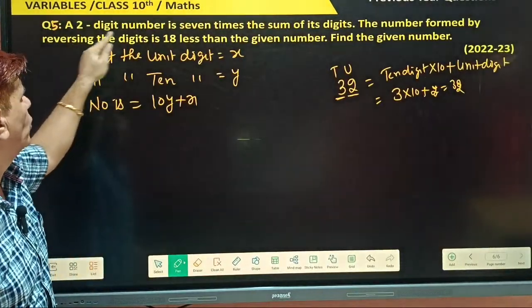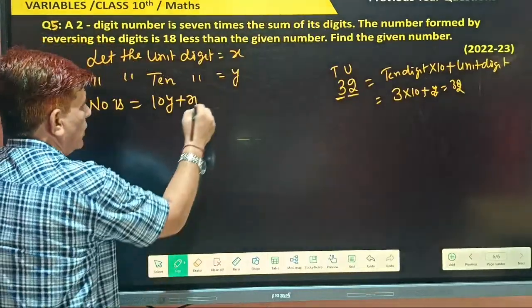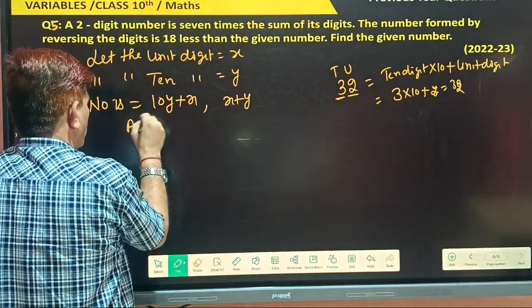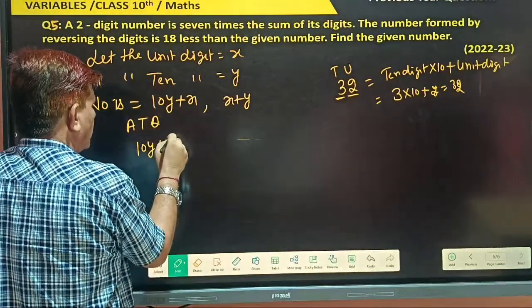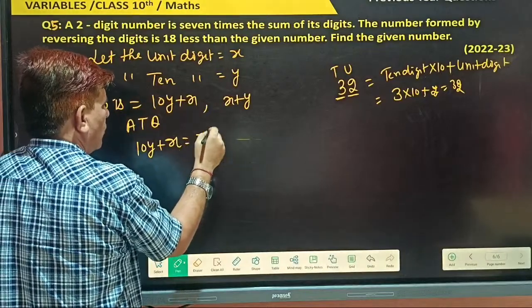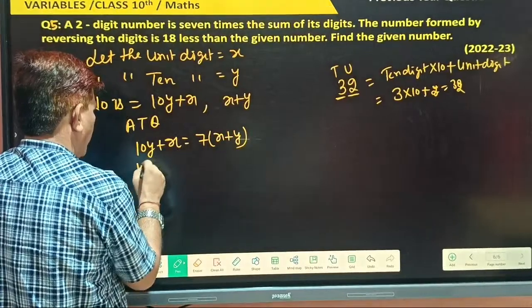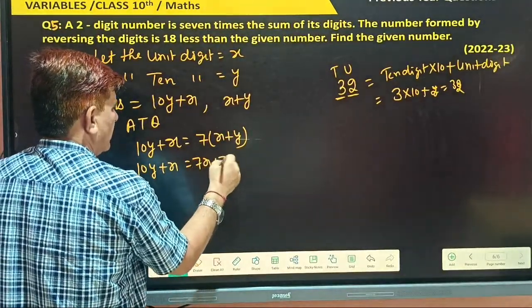Understood? A two-digit number is 7 times the sum of its digits. What's the sum of the digits? x plus y. According to the question, what is it saying? This number is 7 times of it. So I can multiply this with 7. So 10y plus x is equal to 7x plus 7y.